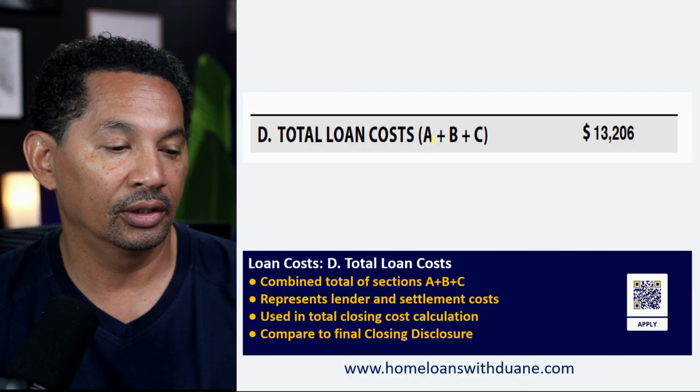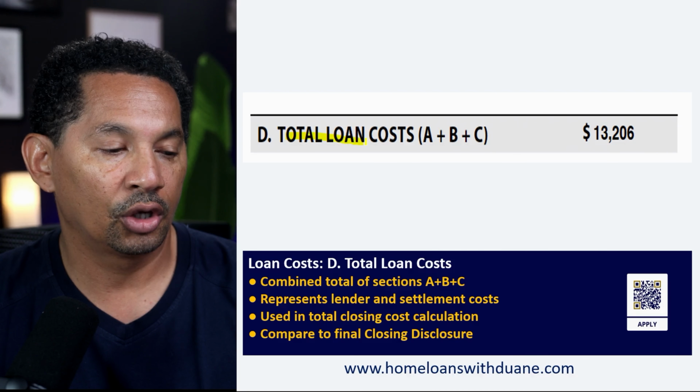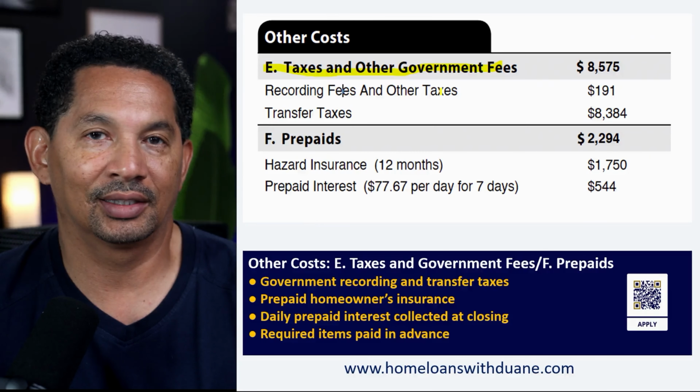Section D here, you can see, is just the total loan cost of what we just went through, A, B, and C. Those are just accumulated together to come up with the total cost of $13,206. Now we're on to other costs, and you can see here we're on to Section E, taxes and other government fees. These are pretty much government and tax fees. If there's a transfer tax fee that the county is charging for transferring the taxes from the seller to you, and then the recording fees of all the other taxes. So these are just applicable taxes and government fees.